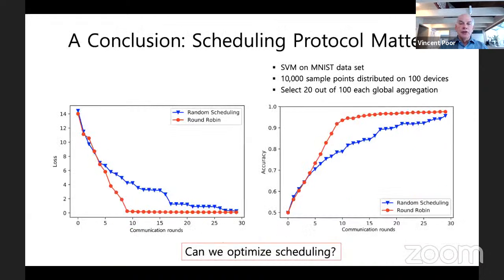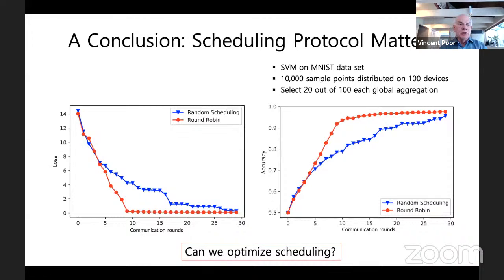So the simulations are not the data, the simulations are for the wireless channel, of course. Here's just a simple example where we use the MNIST data set, which, as you likely know, is a handwritten digit recognition data set. Here we fit a support vector machine with 10,000 sample points distributed on 100 devices. So that's K, and N is 20 here. You can see that this just compares random scheduling and round robin. This is a case of low theta.